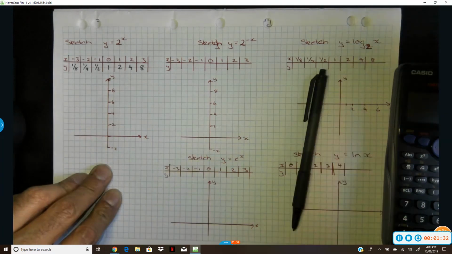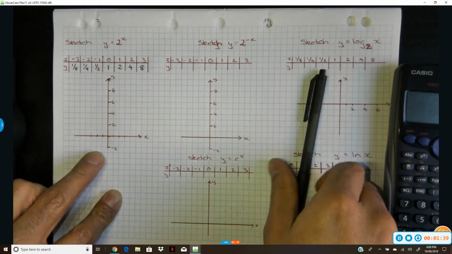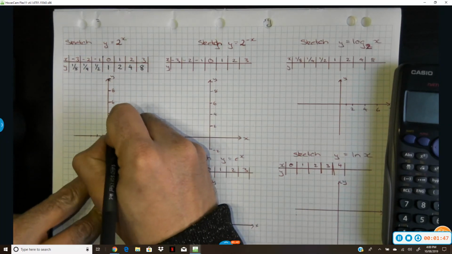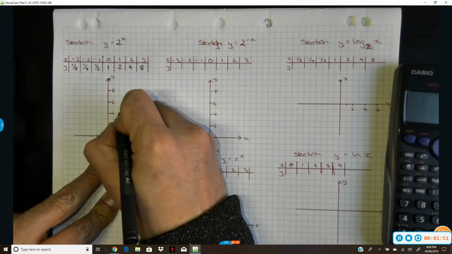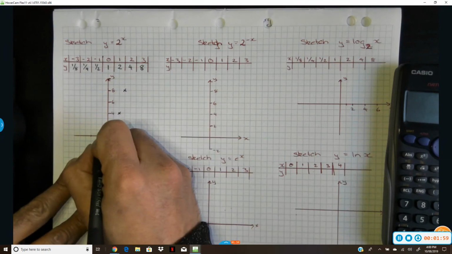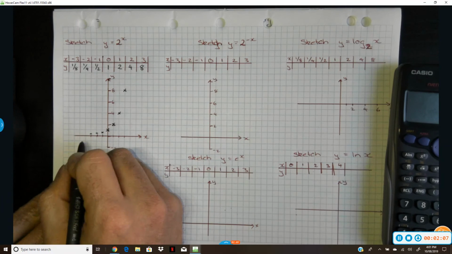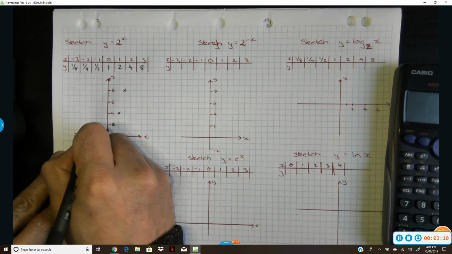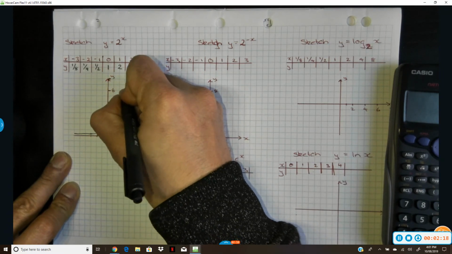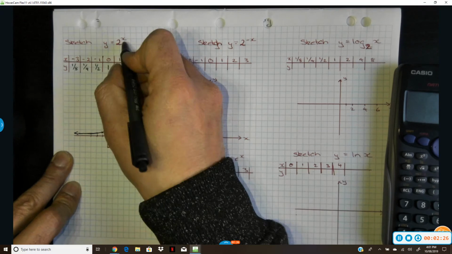Alright, so there's 1, 2, 3, negative 1, negative 2, negative 3. So we've got 0, we've got 1. At 1, it's 2. At 2, we've got 4. And at 3, we have 8. At negative 1, we have a half. We then have a quarter and an eighth, so it keeps decreasing but will never touch the x-axis. So what ends up happening is we have this exponential graph where it's growing. It's exponential growth. Yeah, that looks like that. So this represents exponential growth.